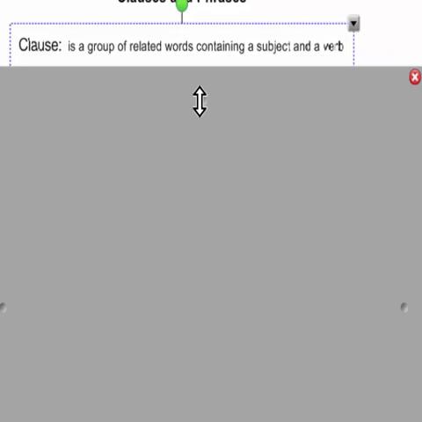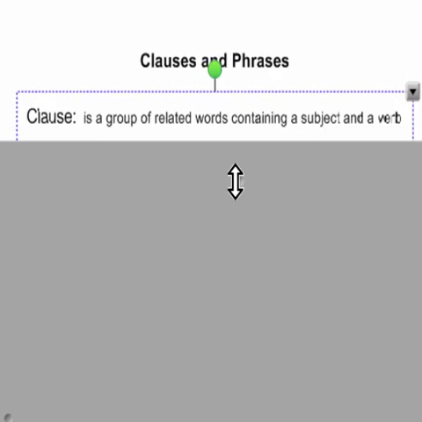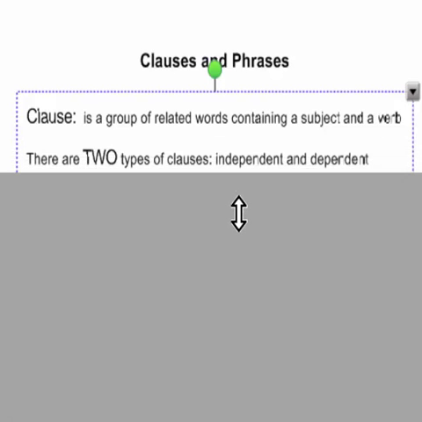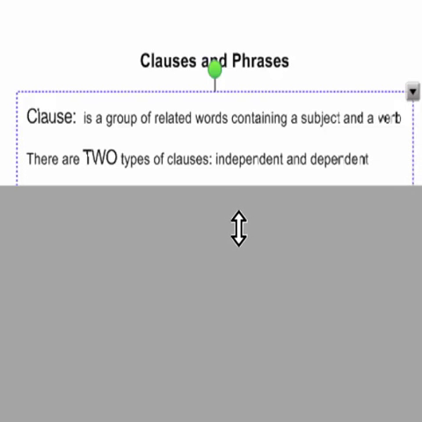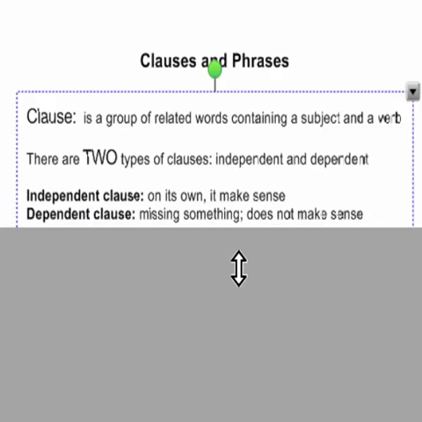Okay, so clauses and phrases. First, a clause. It's a group of related words containing a subject and a verb. That's important. There are two types of clauses, independent and dependent clauses. Okay, independent clauses are on their own, they make sense. They don't need any assistance. A dependent clause is missing something. It doesn't make sense. So hence independent and dependent.